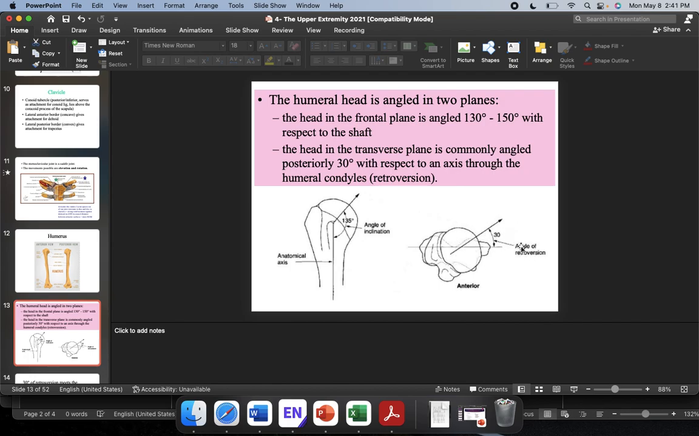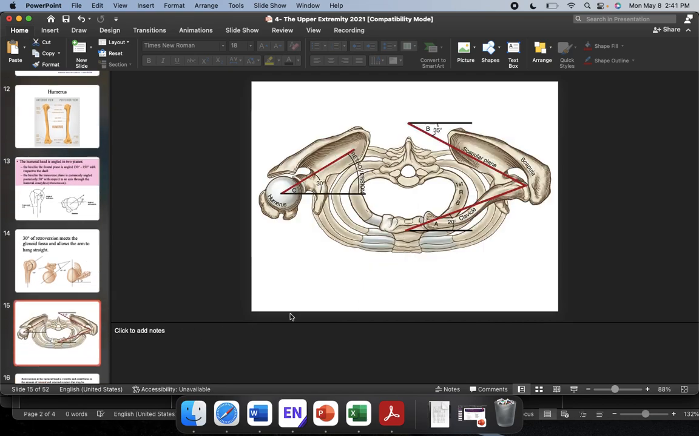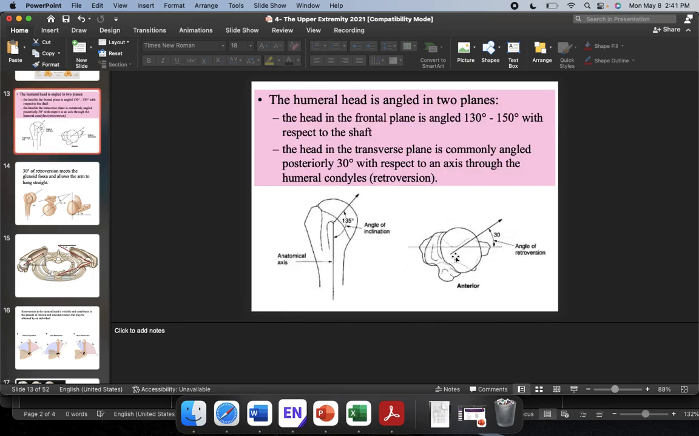Another angle that occurs at the humerus is called the angle of retroversion. Let me skip ahead one slide and see if we can have a better view on this. So the angle of retroversion, maybe I'll come back to this slide. The angle of retroversion is how much the humeral head is rotated anterior or posterior in relation to the medial and lateral epicondyles.